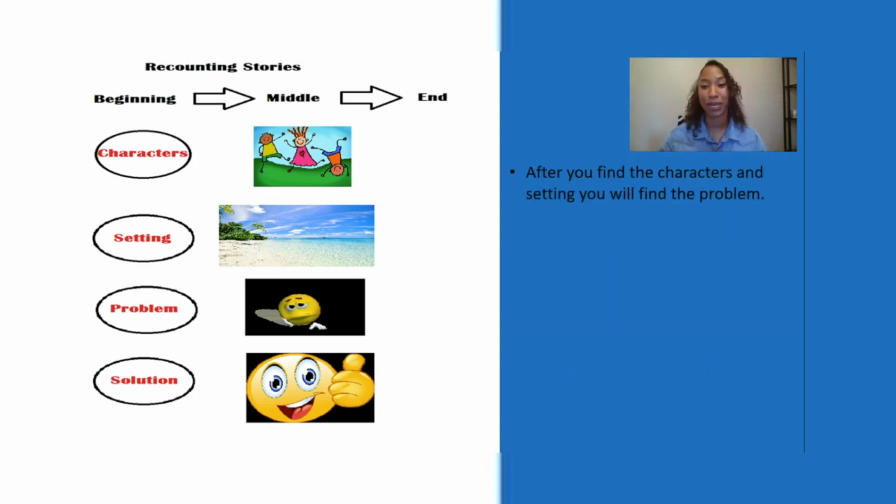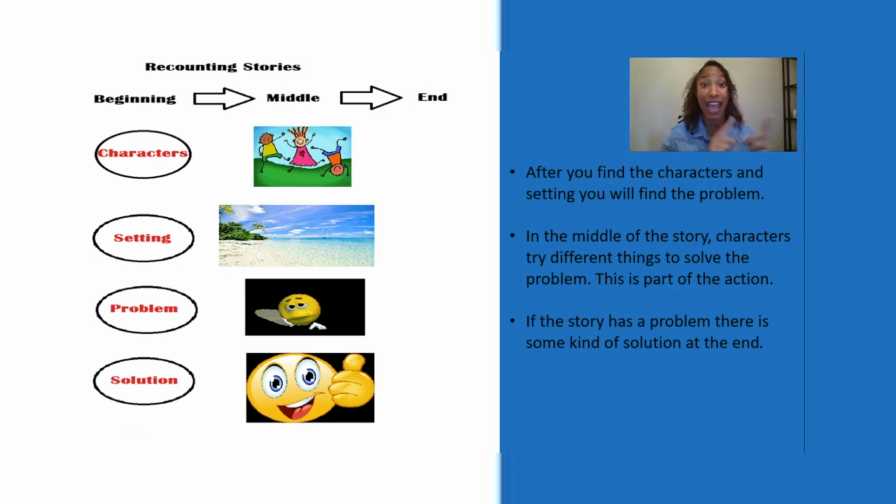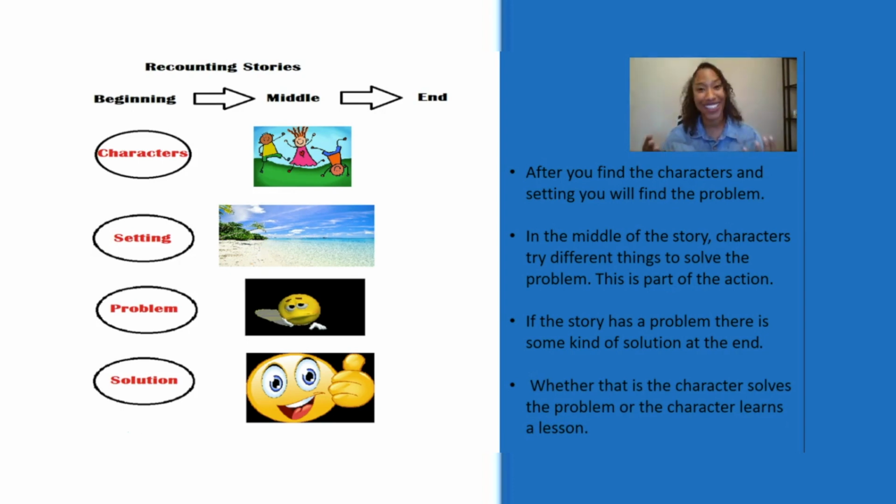Couple of things to remember. After you find the characters and the setting, that's when you're going to see your problem. In the middle of the story, that's when you're going to read about how your character tries to solve their problem. It's called, does anyone remember? The action of the story. If the story has a problem, there's definitely a solution, and that's going to be at the end of our story. When you're looking for the solution, you want to figure out how the character solves the problem or what the character learns. Okay, so that is everything that we need to know to recount a story.